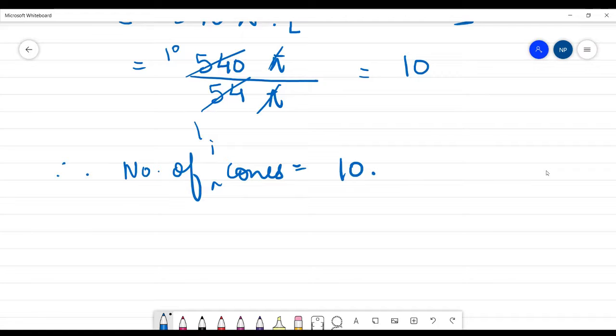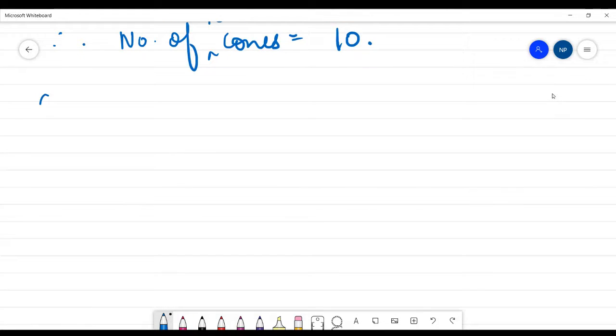Number of ice cream cones will be 10. As I said before, question number 6 is your homework and question number 9 is your homework. Let us move on to question number 7.